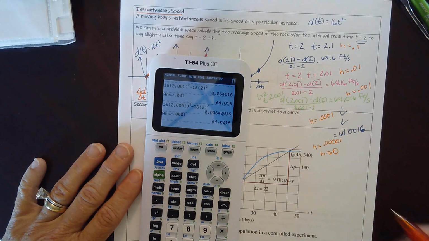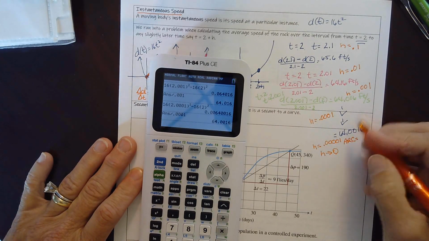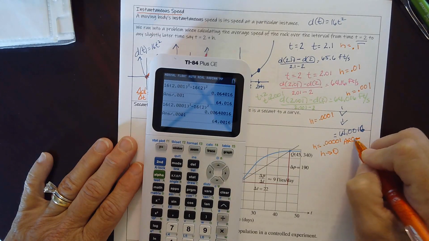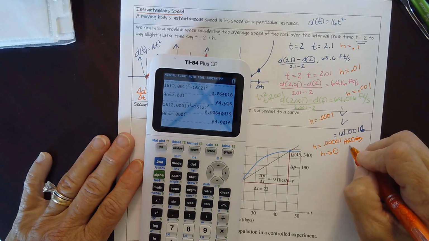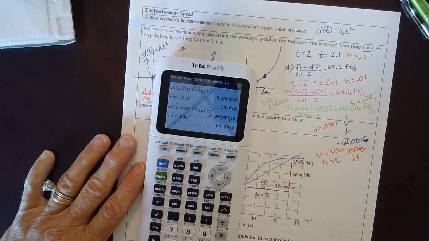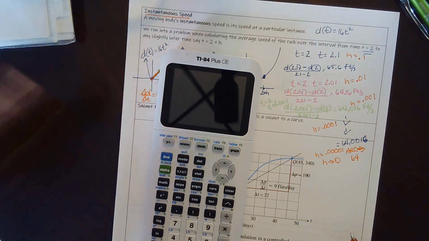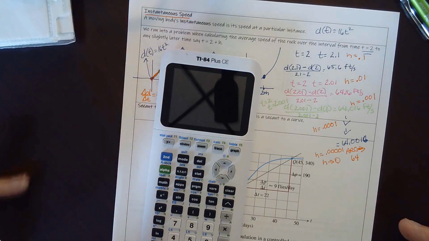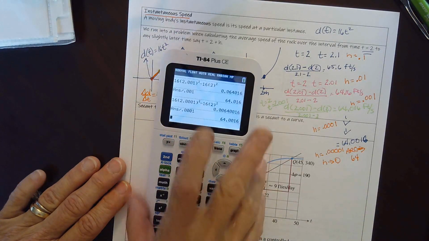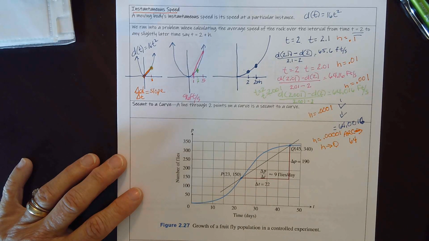And at the same time, your ARC is getting closer and closer. I guess I should do an arrow. Your ARC is getting closer and closer to 64. So what does this sound like? Sounds like limits to me. As H approaches something, Y approaches something. And so this is just an initial glimpse of how average rates of change apply to limits.